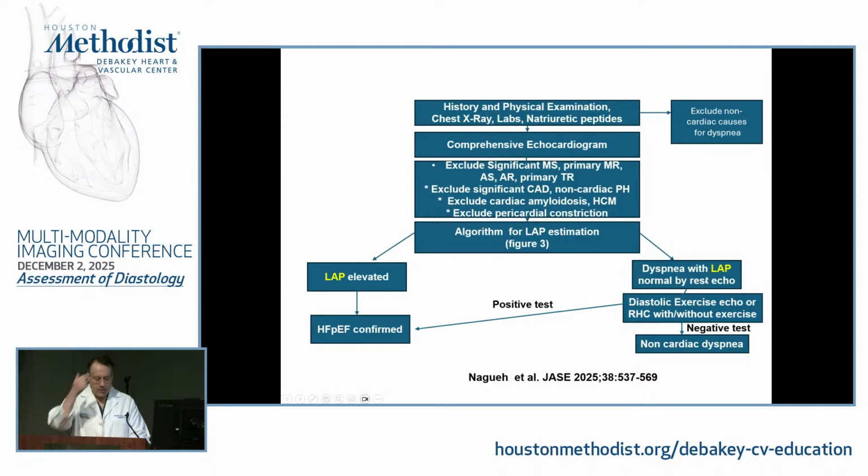If the left atrial pressure is normal at rest and someone is symptomatic, we do a diastolic stress test, either exercise echo or a right heart cath with and without exercise, and then we would reach the diagnosis, either heart failure with preserved EF or non-cardiac dyspnea.